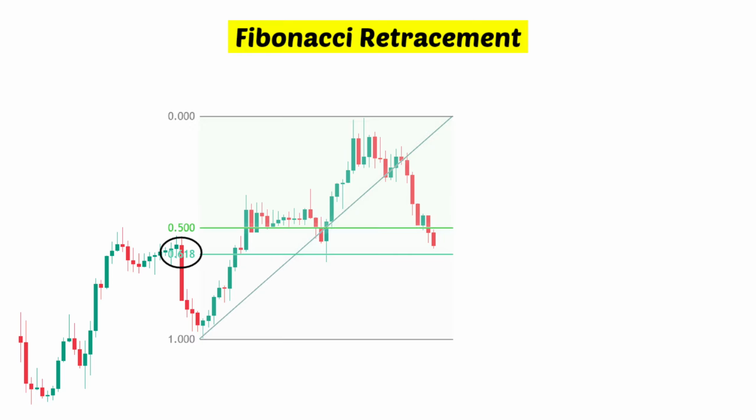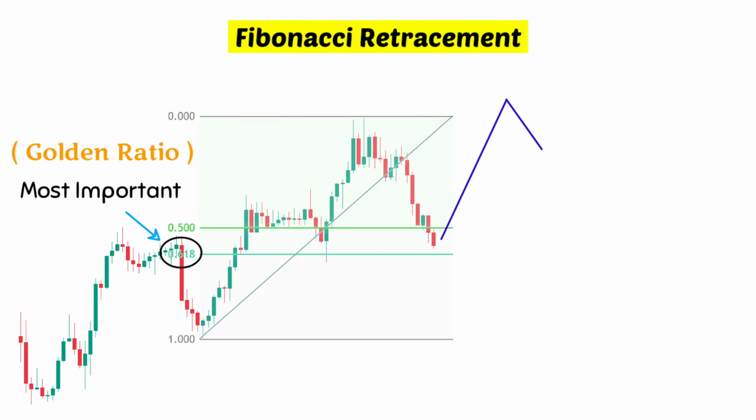Out of all the Fibonacci levels, the 0.618 level is considered the most important. It's also known as the golden ratio. This is the level where professional traders often look for entries because historically it has offered some of the highest probability setups. Remember, the market never moves in one direction forever.